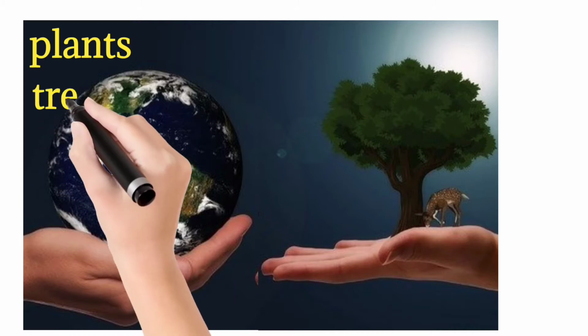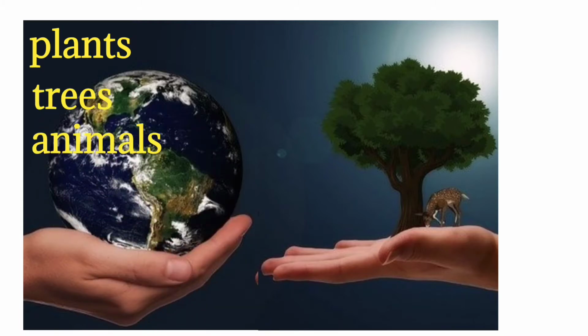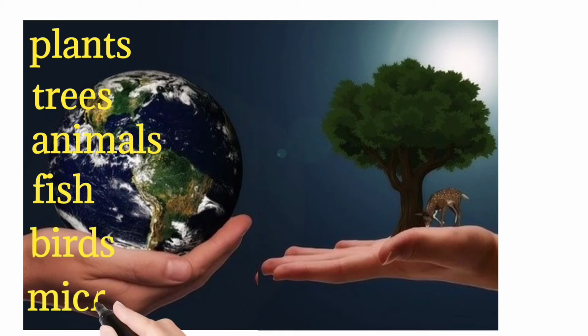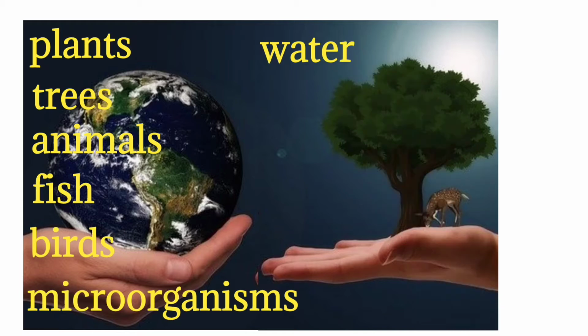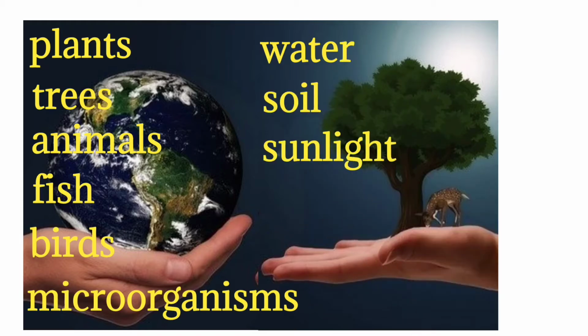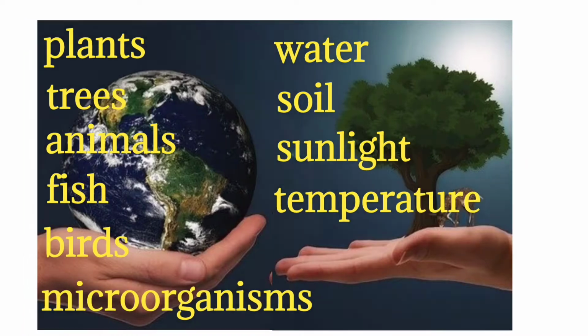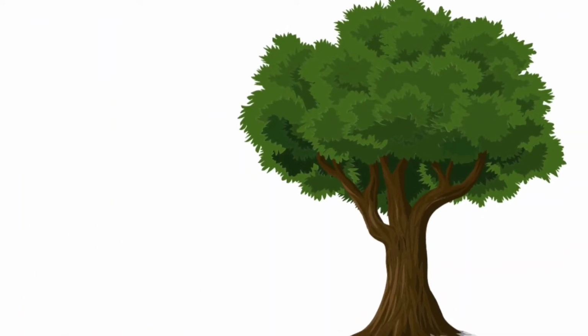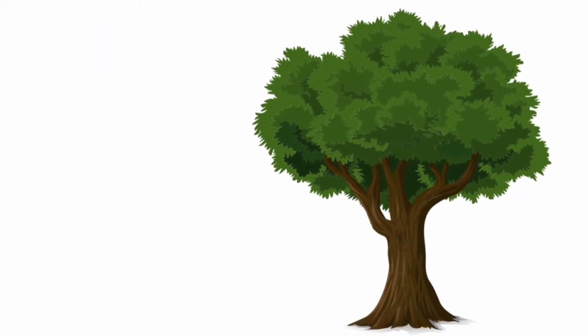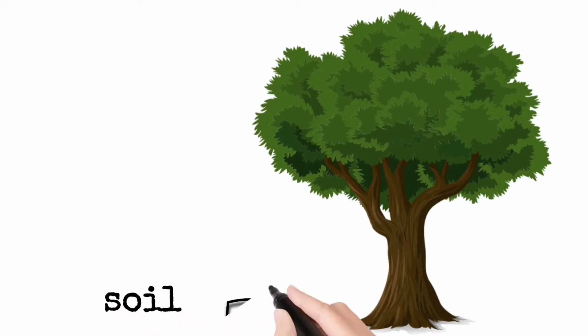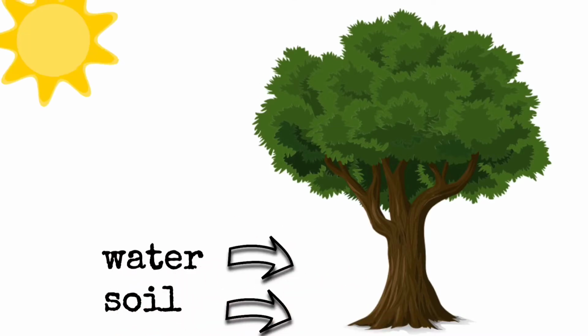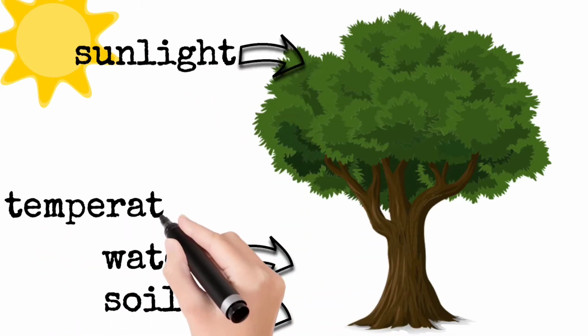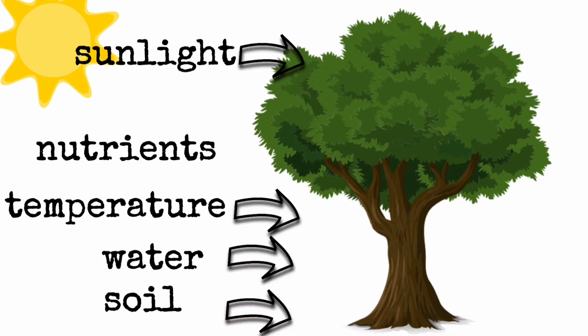It includes plants, trees, animals, fish, birds, microorganisms, water, soil, sunlight and temperature. An example of how living and non-living things interact with each other is a tree, which is a living thing that interacts with the non-living things in our environment such as soil, water, sunlight, temperature and nutrients to grow and flourish.